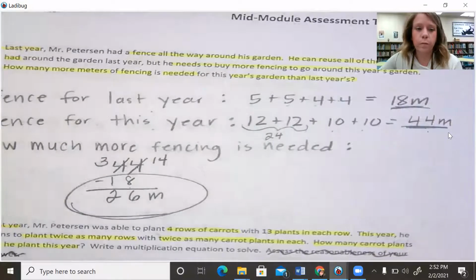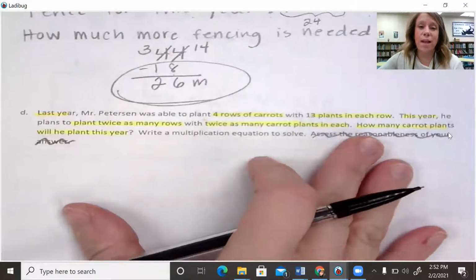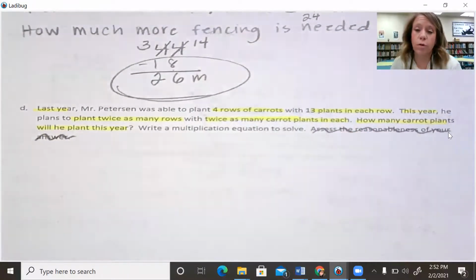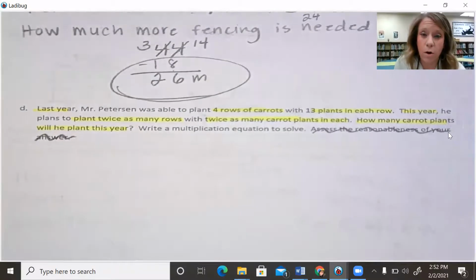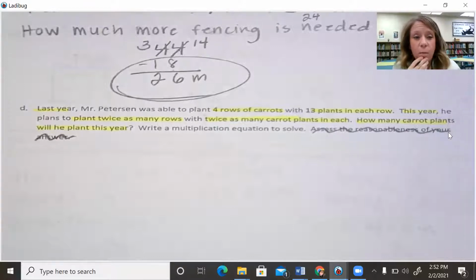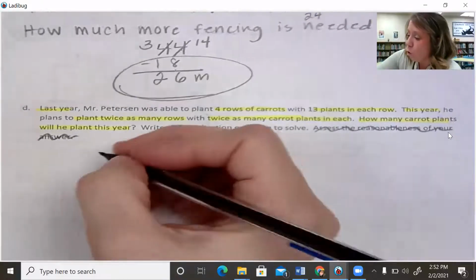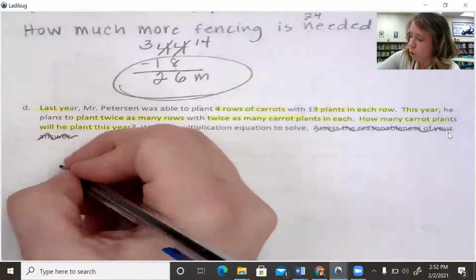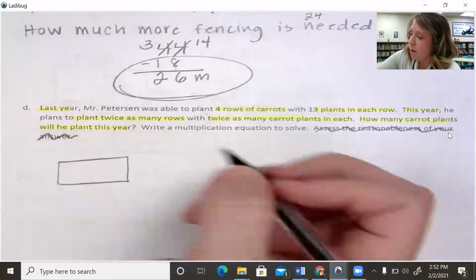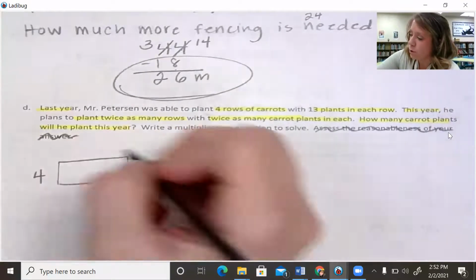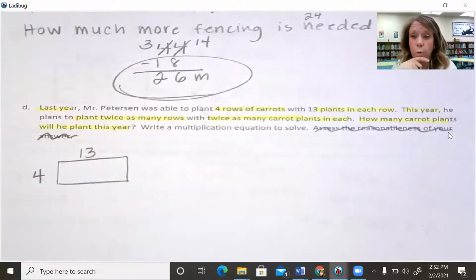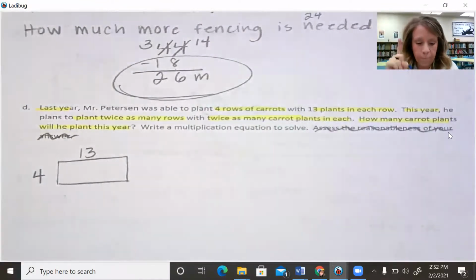Okay, last one. Last year, Mr. Peterson was able to plant 4 rows of carrots with 13 plants in each row. This year, he plans to plant twice as many rows with twice as many carrot plants in each. How many carrot plants will he plant this year? Okay, so our old garden had 4 rows with 13 in each. So it was a 4 by 13 array.